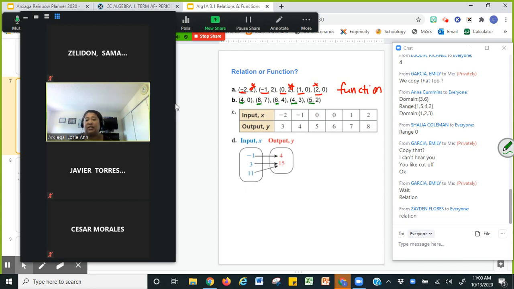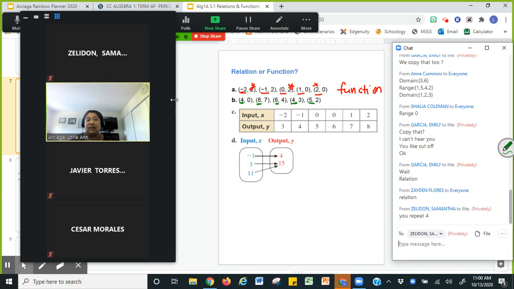Zayden said it's a relation. Very good, Zayden, because 4 was repeated, right? That's awesome. Yep, you repeat 4. Very good, Samantha. Let's go to letter C. You look at the input. You look at the x numbers. So what do you call letter C, relation or function?